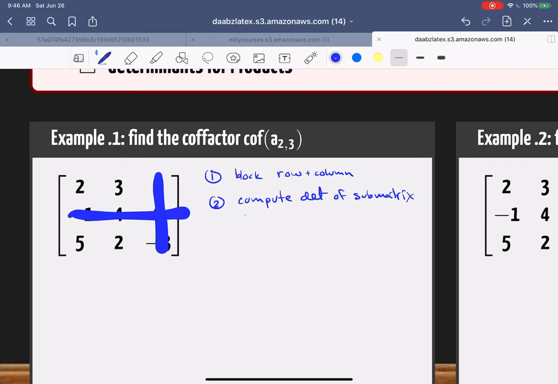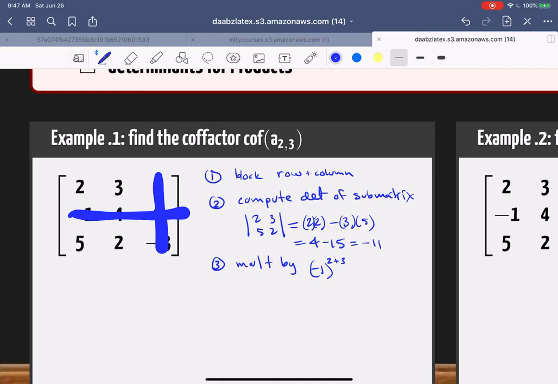So in this case, it'll be the determinant of 2, 3, 5, 2. That will give us 2 times 2 minus 3 times 5. Of course, that's equal to -11. That will give us the determinant of the submatrix. Third thing you do is multiply by -1 raised to the, in this case, 2 plus 3.